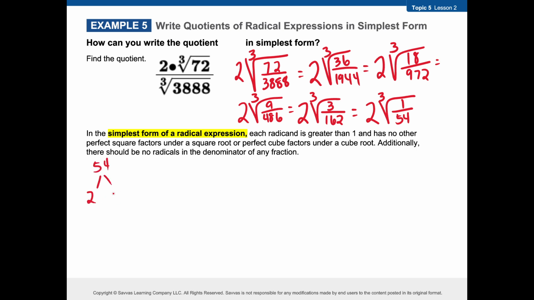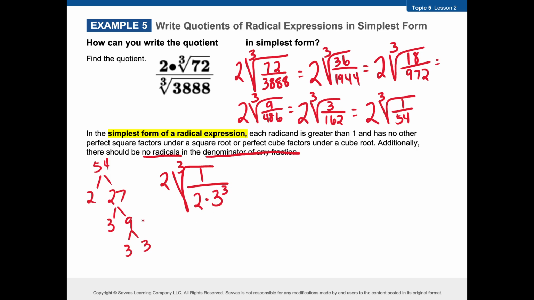Alright, so now I'm just going to break down 54. 2 and 27. Ooh, not a 2. 3 times 9, and 3 times 3. Alright, there's going to be a little issue now. There should never be any radicals in the denominator of any fraction. So right now I have 1 over a 2 that's by itself, and a cube of 3. So I have 3 3's. That's going to come out.